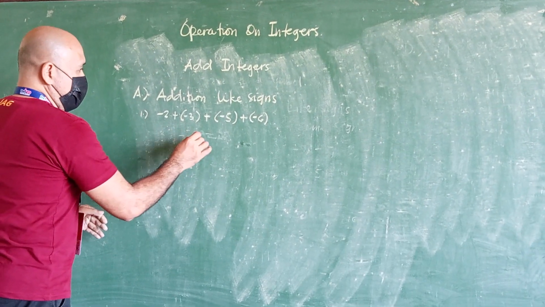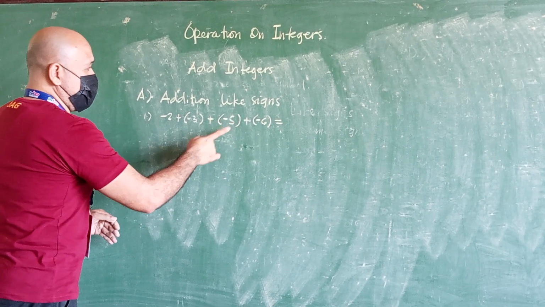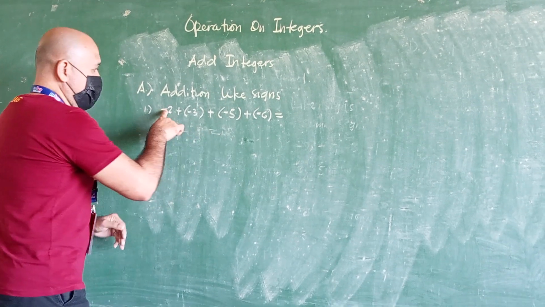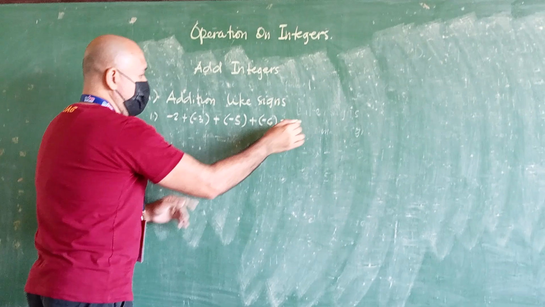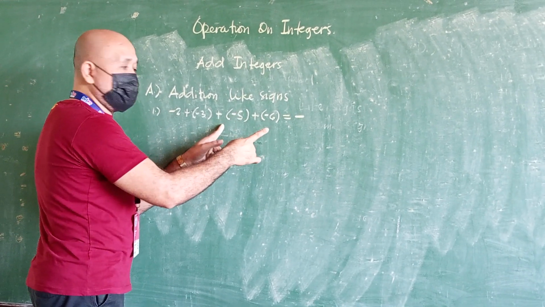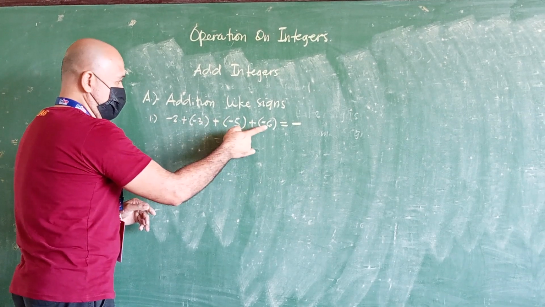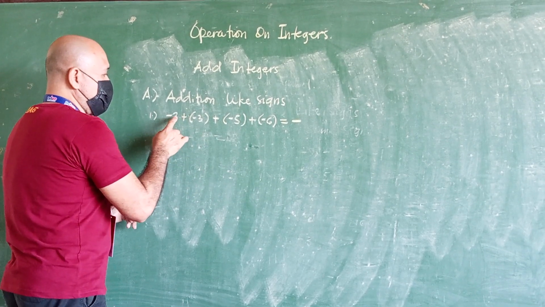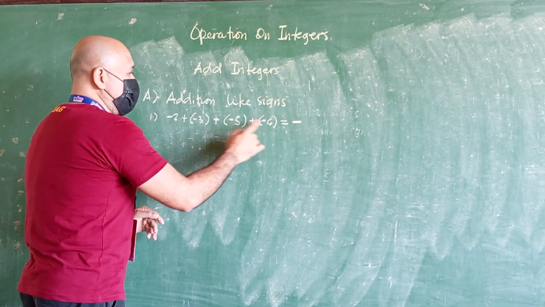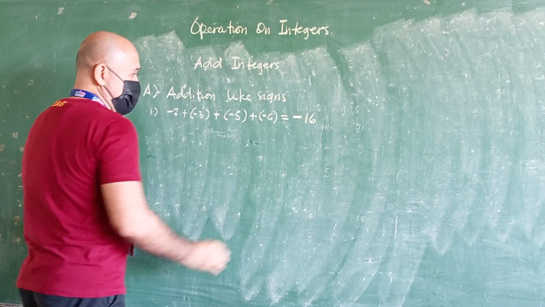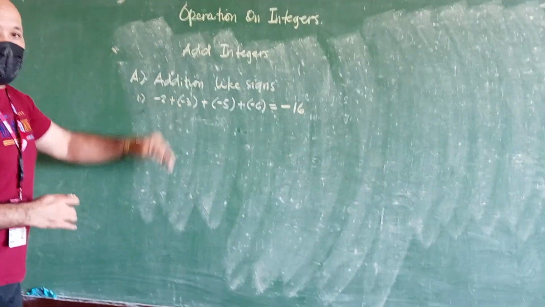And the answer is, if their signs are the same under this rule, you are just going to copy the given sign, the same sign, and add directly all the absolute values of these numbers. That is 2 plus 3 is 5, plus 5 that is 10, and plus 6 that is 16. As simple as that. This is if all signs are the same.